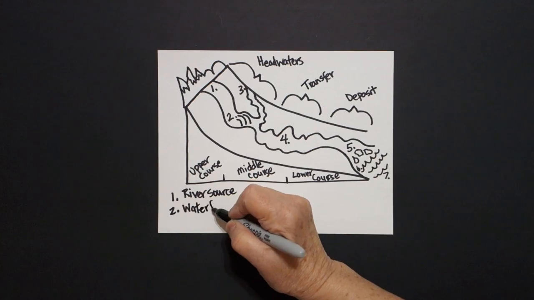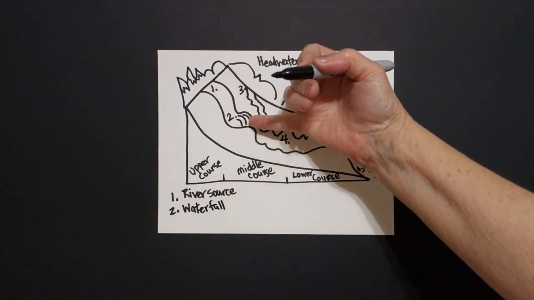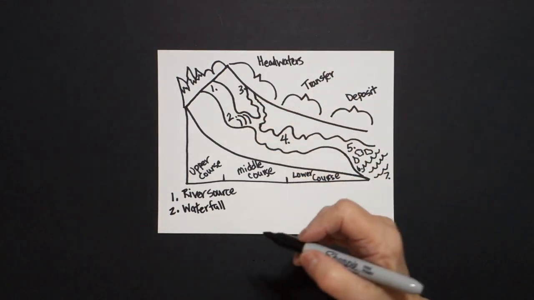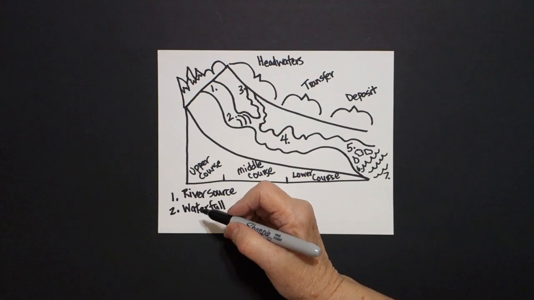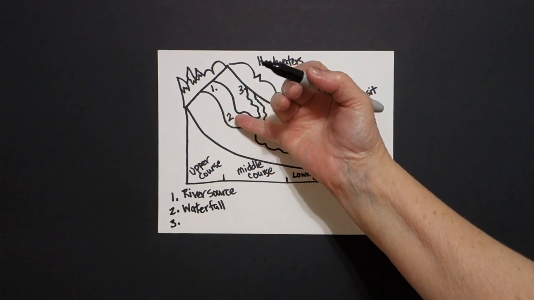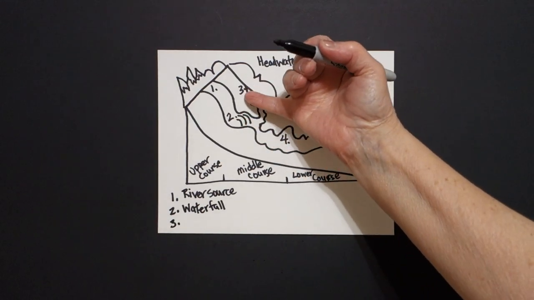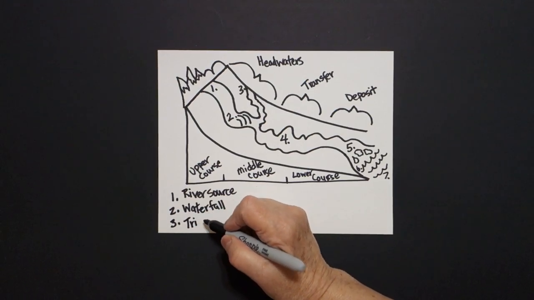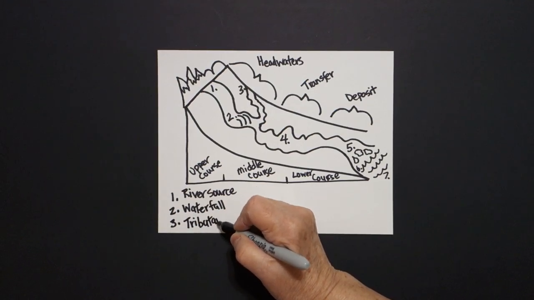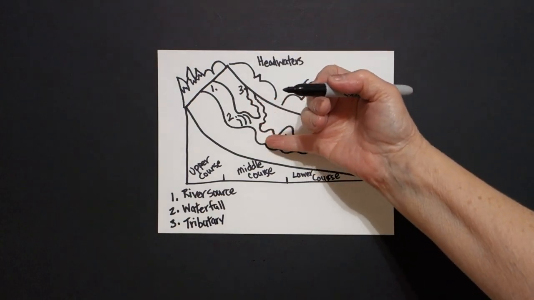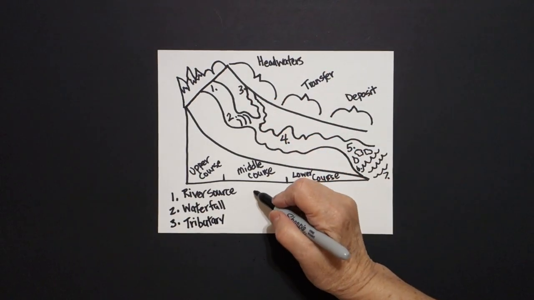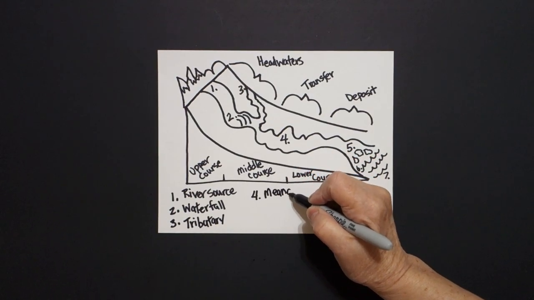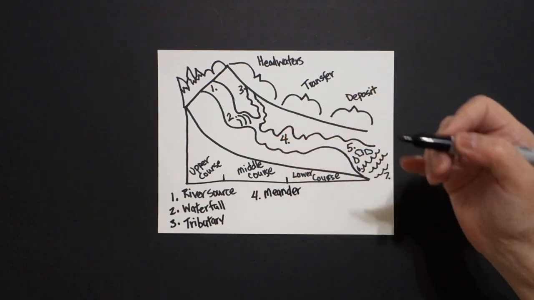So as it makes its way down through the land, it also comes into contact with other water descriptors or situations. So one is the waterfall. I mean, two is the waterfall, but three up here is also, it branches off into a tributary. Tributary. Then as it comes down further, it meanders. It's called the meander, which I think is interesting. Meander. So it makes its way through.